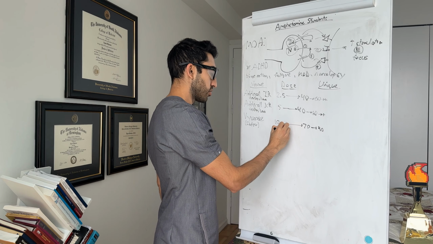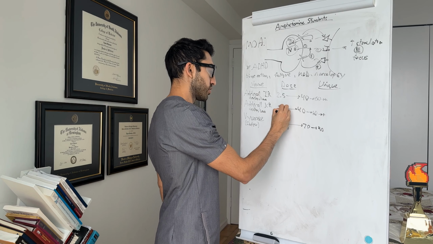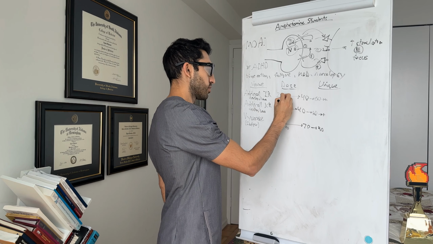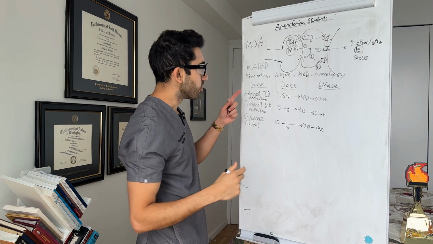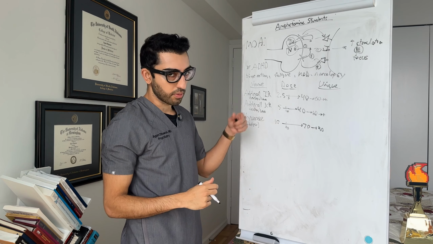Usually 30 is a good starting dose here. Here, usually 5 to 10 is a good starting dose. And then for IR, usually 5 is a good starting dose. And again, the individual nuances of these will all be broken down.